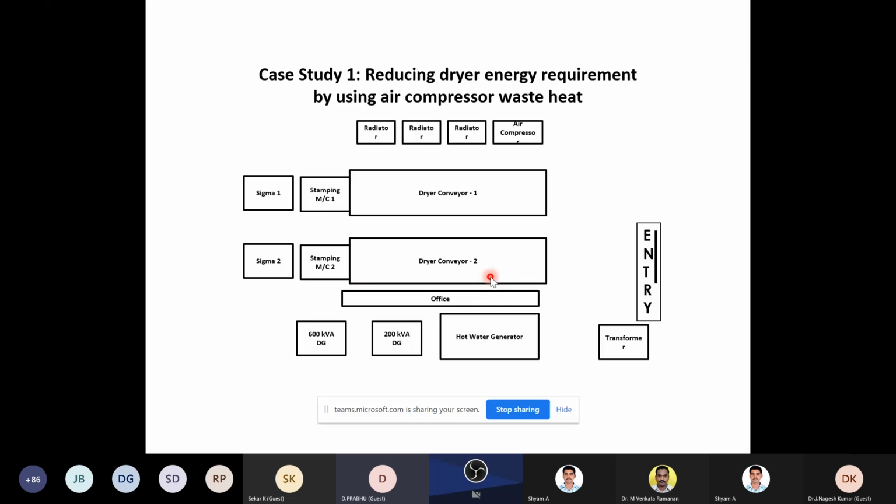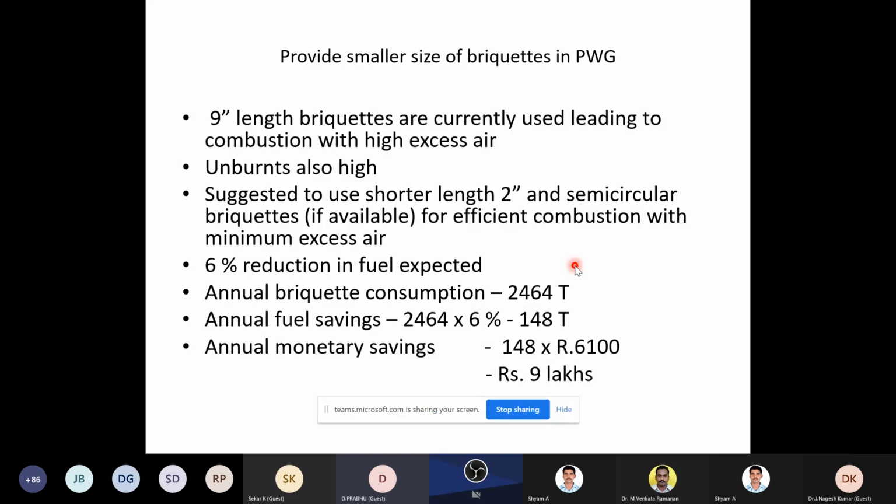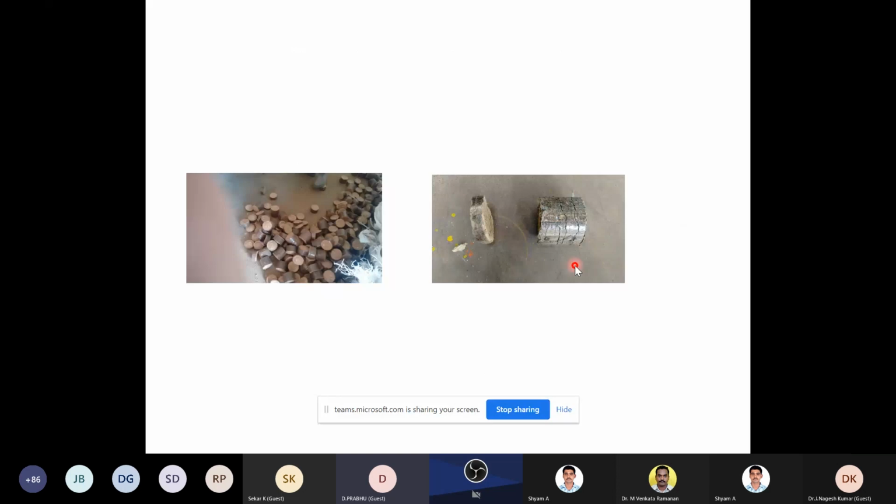Fan is blown on the heat exchangers carrying the hot water. Hot air goes in, 80 degrees maintained, dried mosquito coils come out. This is the system. So in this system, see, in the case of, okay, this is the briquettes that are being used as a fuel.